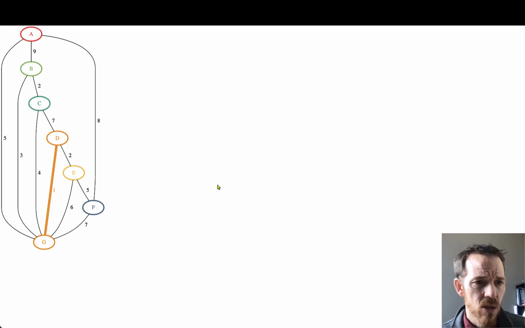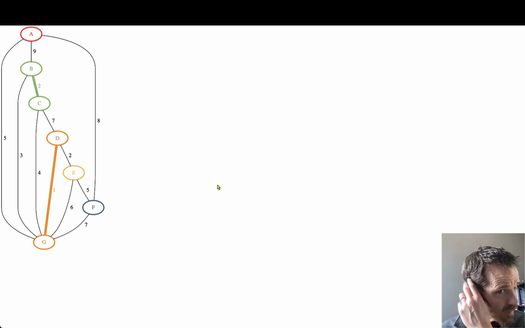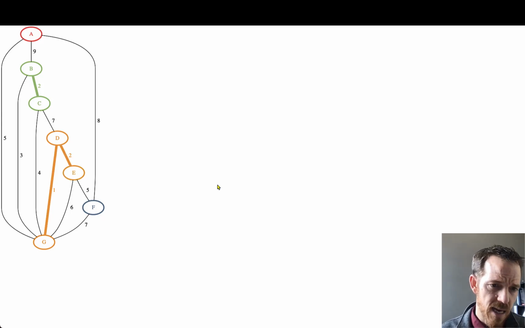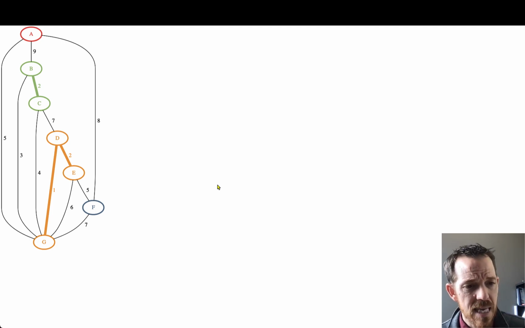And then we apply this again. What is the lowest weight that joins two vertices that weren't previously in the same set? And we're going to have BC with 2 here. We're going to apply this again. We're going to find there's another edge with weight 2, and that's DE. And so now we've added an E into the set with D and G. We're going to apply this again, and we're going to use the edge with weight 3, and now we have a larger tree, and then we have A and F still.